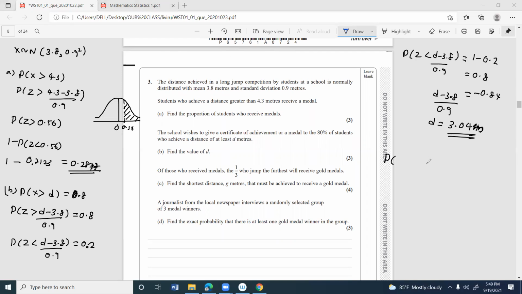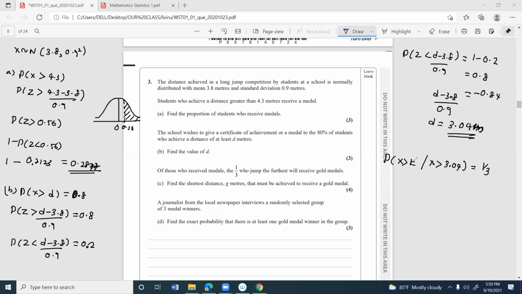Probability of distance travelled is more than 3.04, we know that. It's given that those who jump the furthest, one third of them, will receive a gold medal. That means you have to take a jump of more than a certain value of K. This proportion is 1/3. Find the shortest distance G meters that would be achieved to get the gold medal.